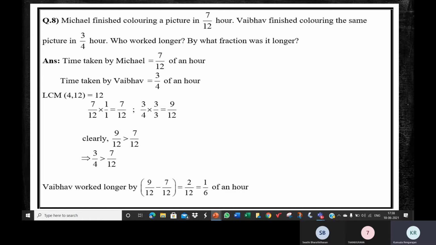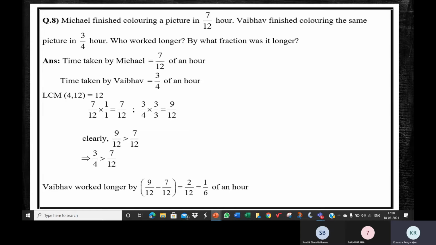That you don't have to find, because the question itself is by what fraction was it longer? They are not asking you to find how many minutes extra Vaibhav took. Nowhere in the question have they asked you to find time in hours or in minutes. We're just working with the fraction itself. You can see it in the question. By what fraction was it longer? Vaibhav worked longer by 1/6 of an hour. That fraction, that answer is only expected from you. We are just trying to understand what 1/6 means.